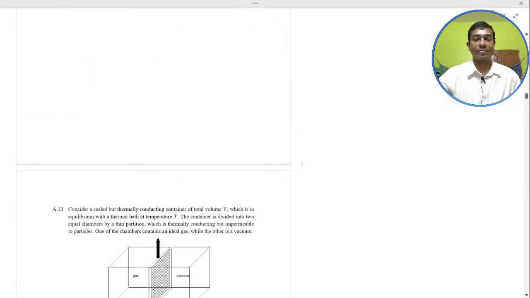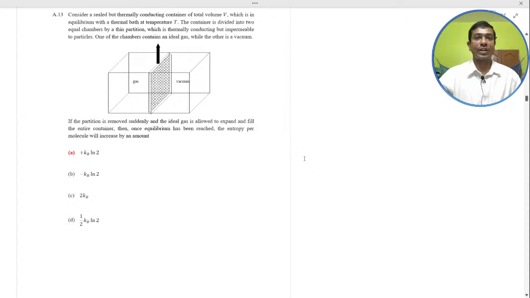Now, next question. Question number 13. Consider a sealed but thermally conducting container of total volume V, which is in equilibrium with a thermal bath.